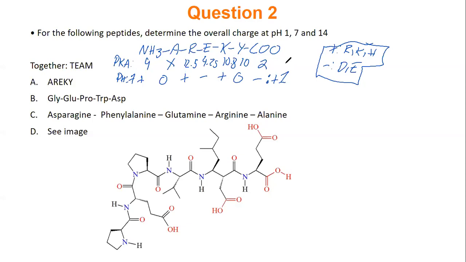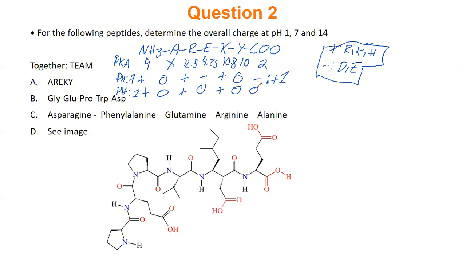pH of 1. Going down in pH is relatively easy. Anything that's negative will become neutral. Anything that's charged positive will stay the same. A doesn't change because it's neutral to begin with. R is positive. E, it's negative and it becomes neutral. K, positive. Y, neutral, so it stays neutral. C terminus, negative, so it goes neutral.